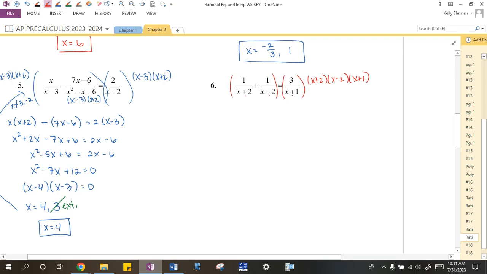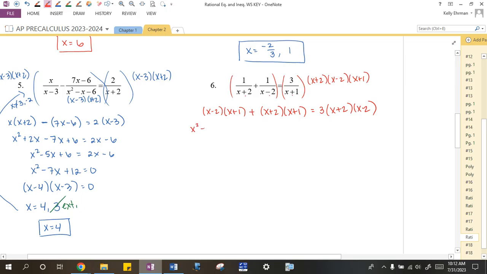And because each denominator only has one factor, it means you're going to have 2 factors being multiplied in. Like the x plus 2's cancel, so the first term is 1 times x minus 2 times x plus 1. And then the x minus 2's cancel, so the next one's going to be plus 1 times x plus 2, x plus 1. And on the other side of the equal sign, it's going to be 3 times, the x plus 1's cancel, so x plus 2, x minus 2. So just a lot of careful setup here. We have to multiply all this out.